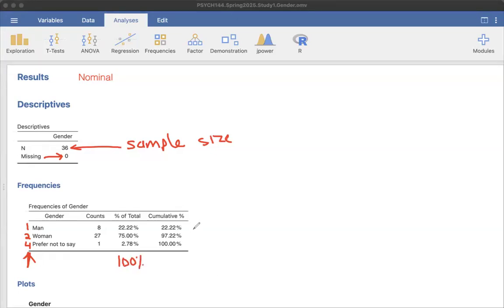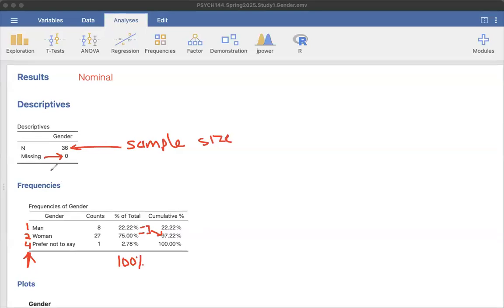The cumulative is a little different. So I talked about this in class, but the cumulative percent would be if I add this row and this row together, then they equal that amount. So I could look at it and say that 97.22% identified as either a man or a woman. That's where it comes in handy. It's something that you might do more with ordinal, but that's what that cumulative percent is.